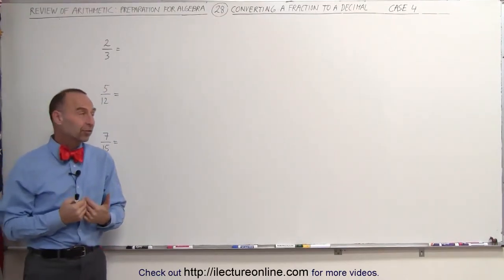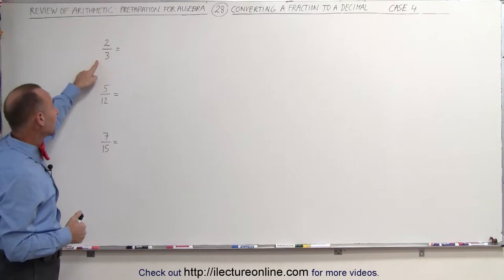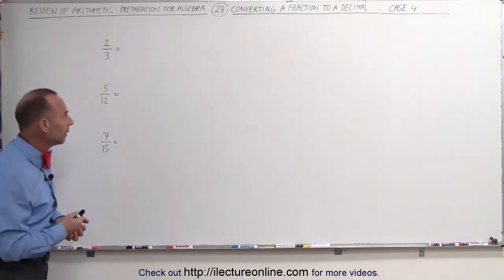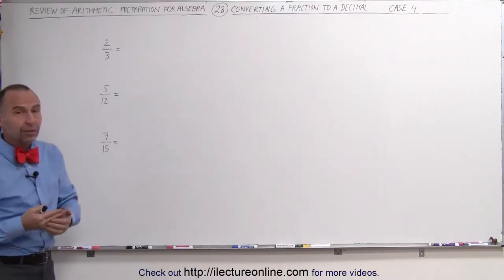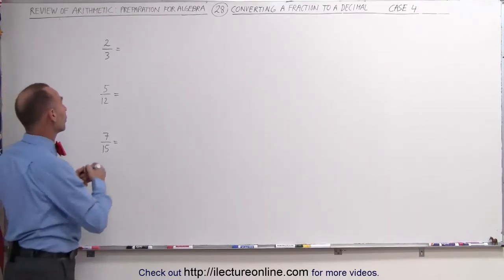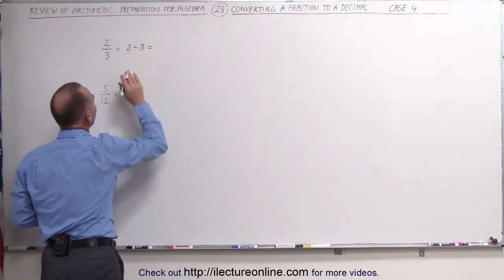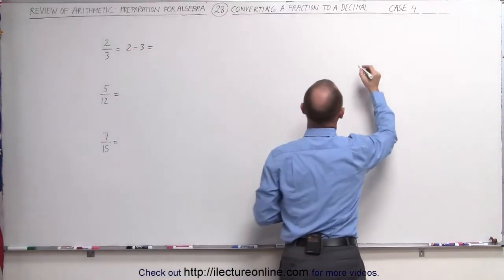Here we have a set of fractions where we cannot take the denominator and turn it into a 10, a 100, or 1,000. It's not possible. So what we need to do there is simply do the longhand division. In other words, 2 divided by 3 is the same as 2/3, and so simply we're going to take the number 2 and divide it by 3.